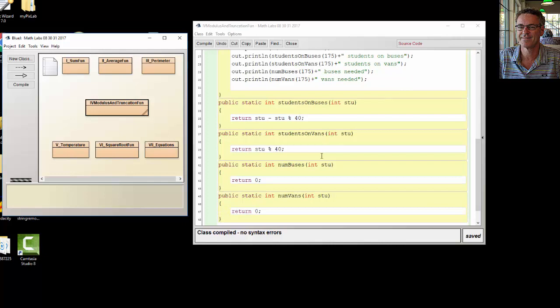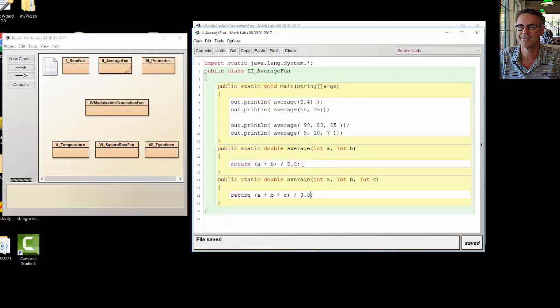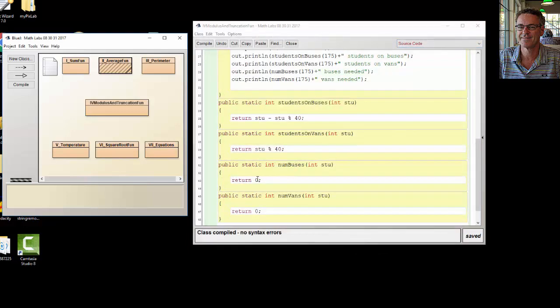Number of buses. Now, this is kind of odd. This is our first time using truncation to our advantage. It was a bad thing back in the average lab, and it may have caused us problems. If we didn't put 2.0 there, we'd have lost our 12.5, the 0.5 part of the average of 10 and 15. Remember that? That screwed us up a little bit. We had to put 2.0 there to avoid truncation. That was bad truncation. This time we're going to use truncation in a good way.